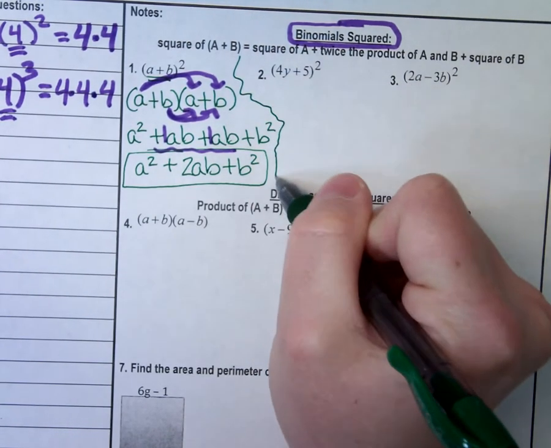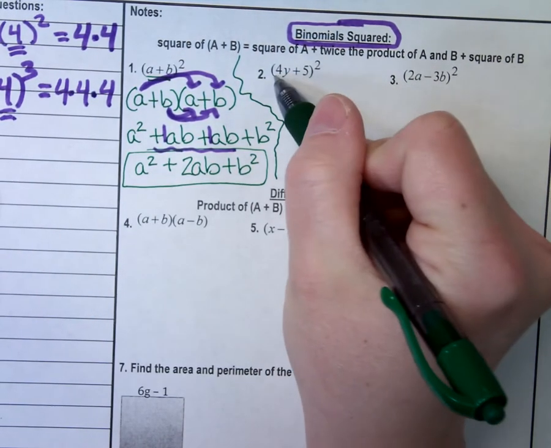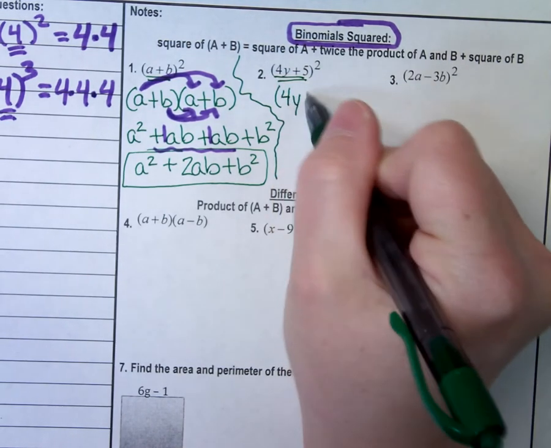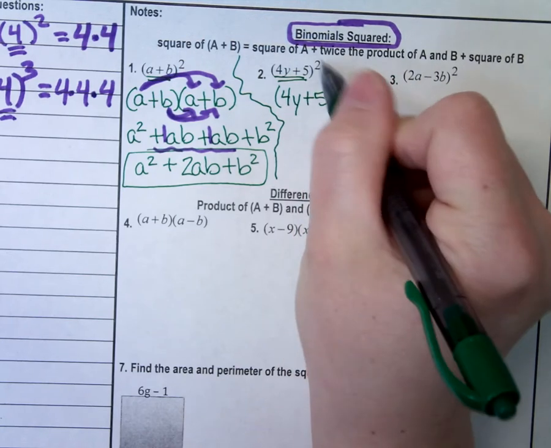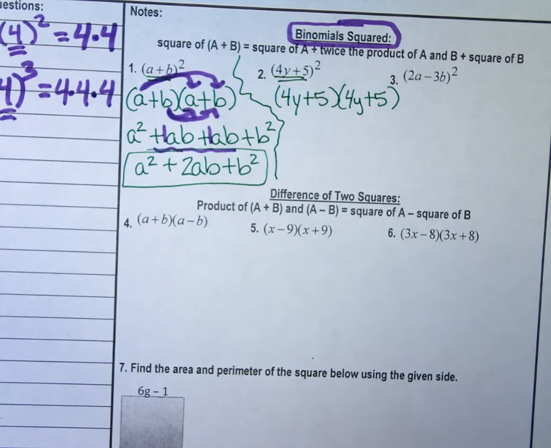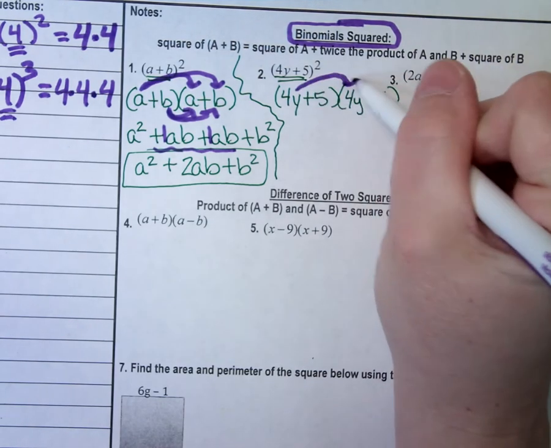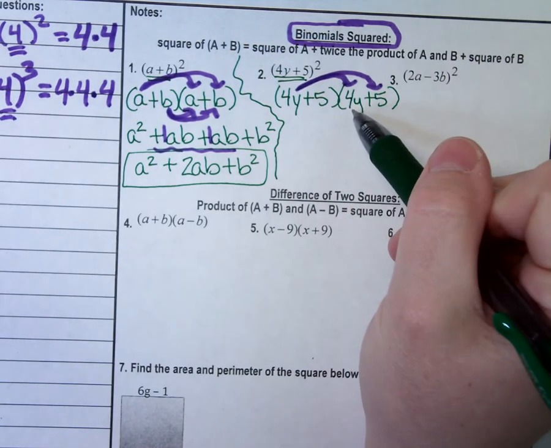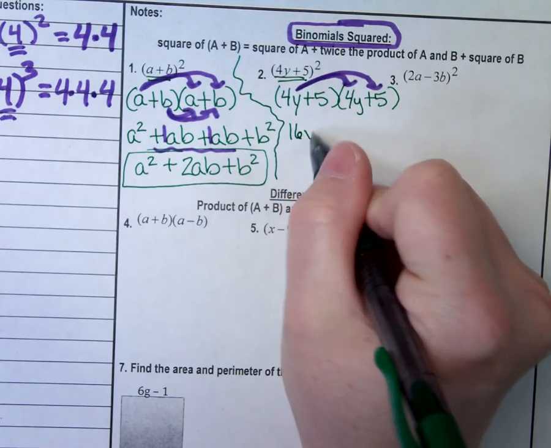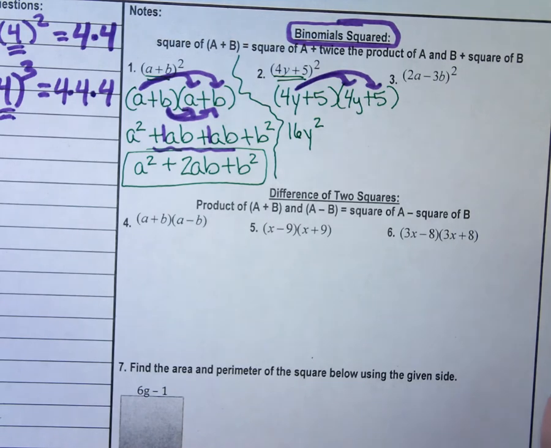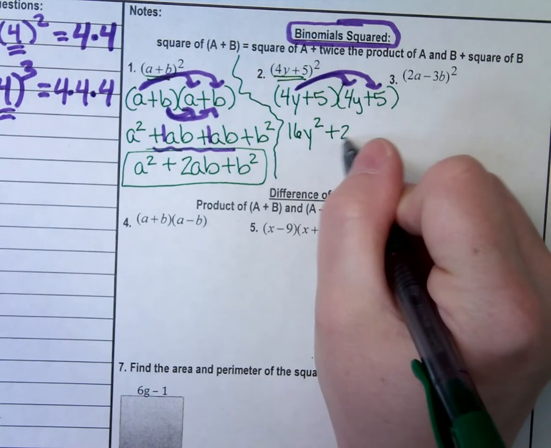Okay, number 2. So the outside exponent tells me how many times to multiply the base by itself. So I'm going to take 4y plus 5 times itself 2 times total. And then I'm just going to double distribute. So first let's distribute the 4y with both things in the second set of parentheses. So 4y times 4y makes 16y squared. 4y times 5 makes how much? 20y.